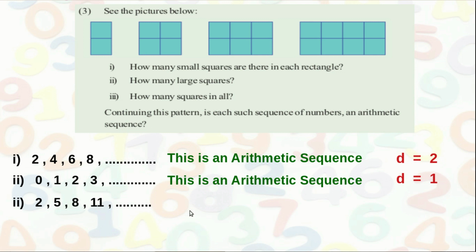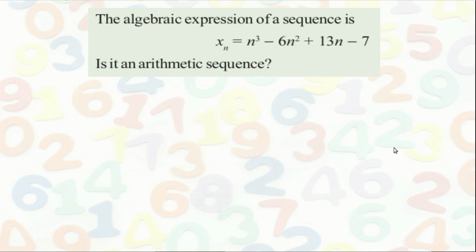Is it an arithmetic sequence? The sequence starts with 2 and 3 added repeatedly. Therefore, this is an arithmetic sequence with common difference 3. Now, one more question. The algebraic expression of a sequence is xn equal to n cubed minus 6n square plus 13n minus 7. Is it an arithmetic sequence?